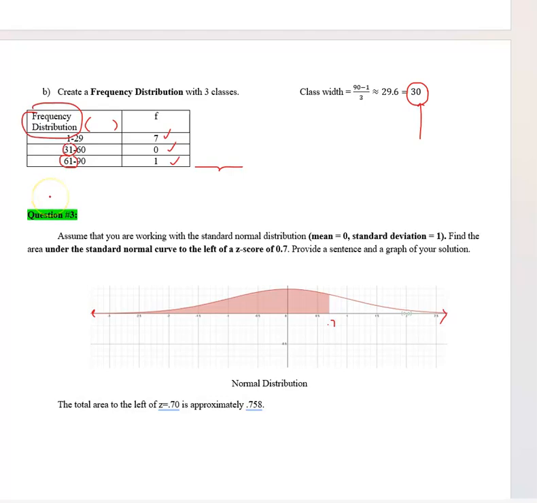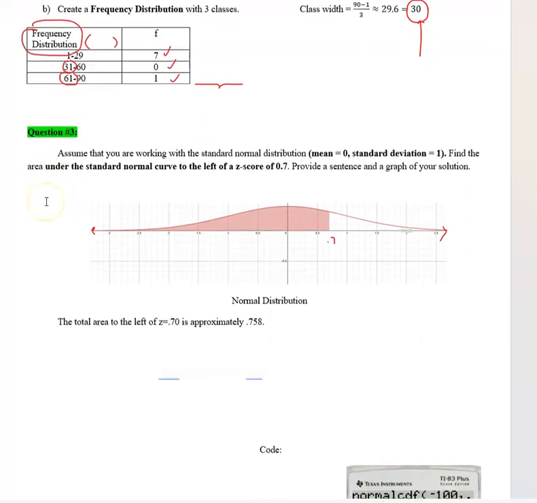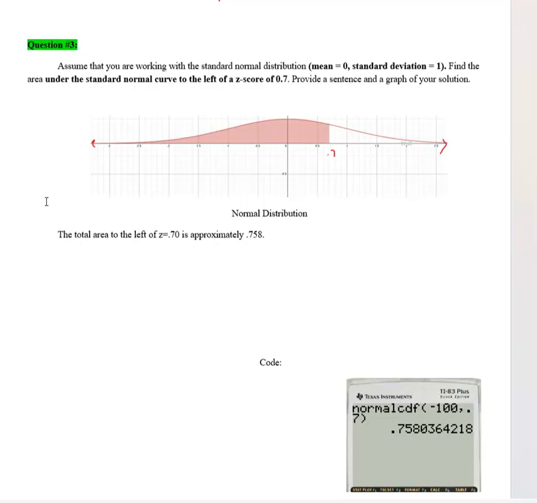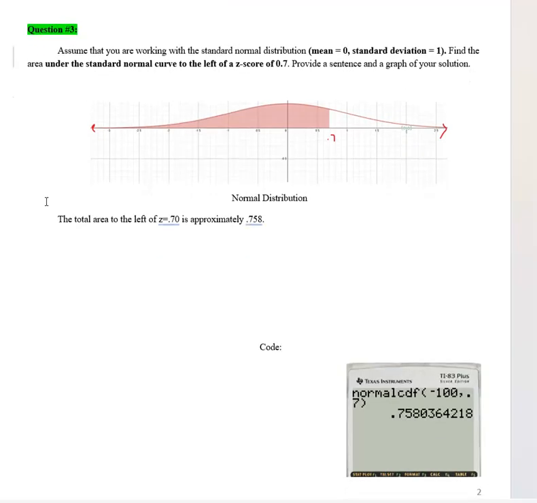Okay, the last one on the quiz had to do with the normal distribution, and they just wanted the total area to the left. So in this case, we need code. The code is going to be from the minimum to the maximum value. And then in this case, I'm getting 0.758 as your actual answer.